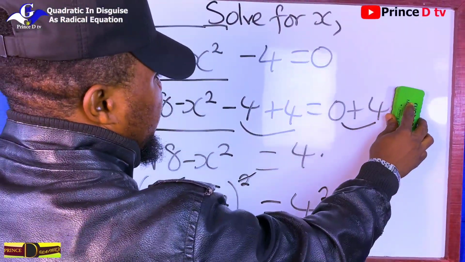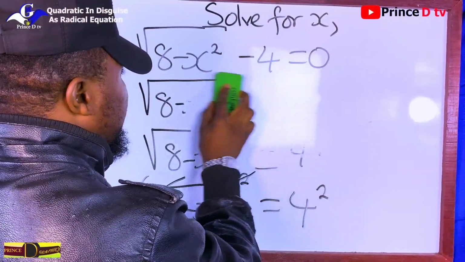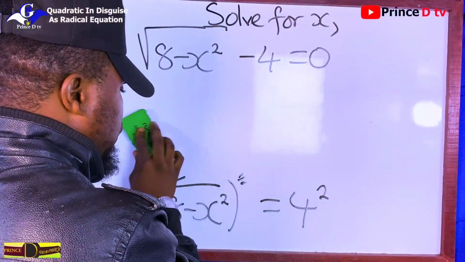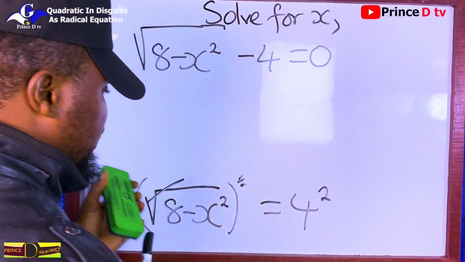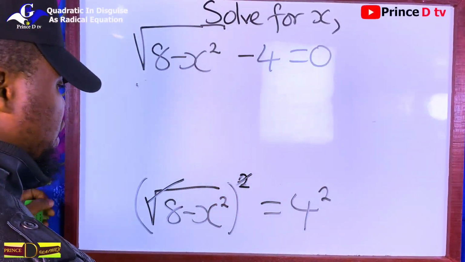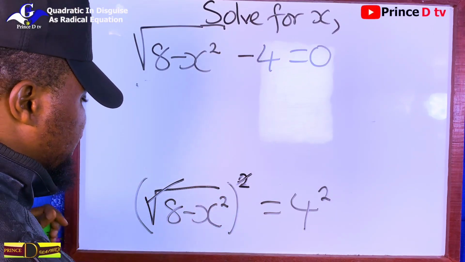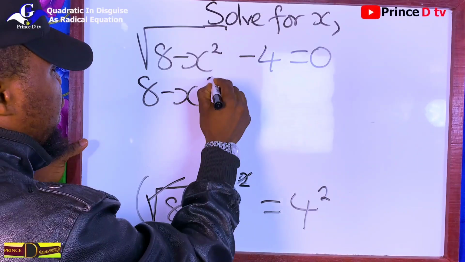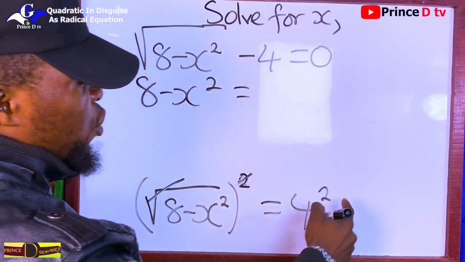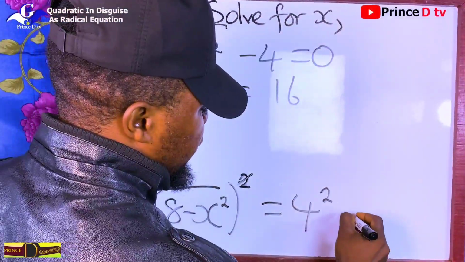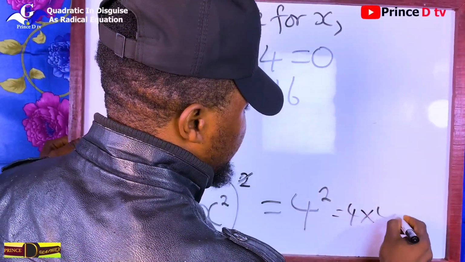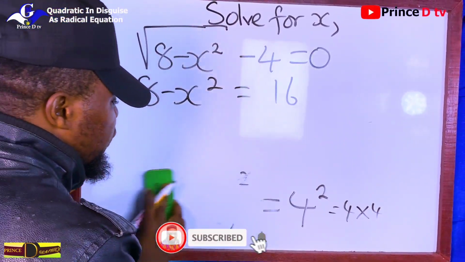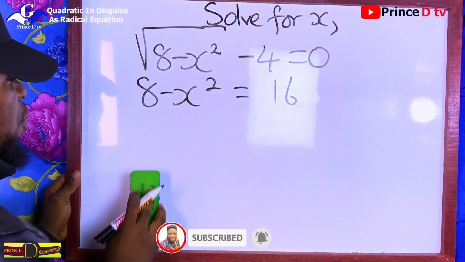So back here the square root sign has been taken care of. We are left with 8 minus x squared should be equal to 4 squared, that's 16. Remember, 4 squared is the same as 4 multiplied by 4. All right, okay. So now what's the next step?